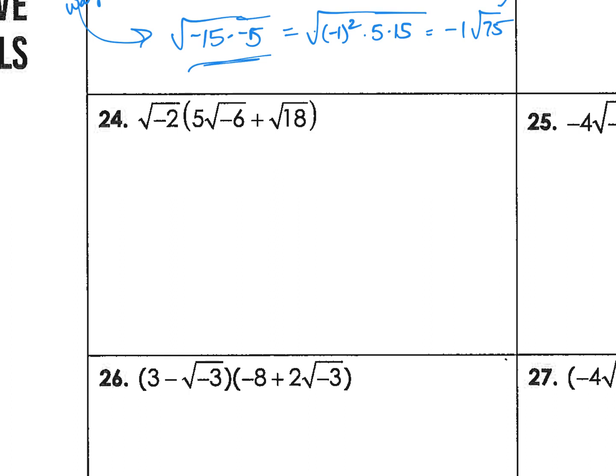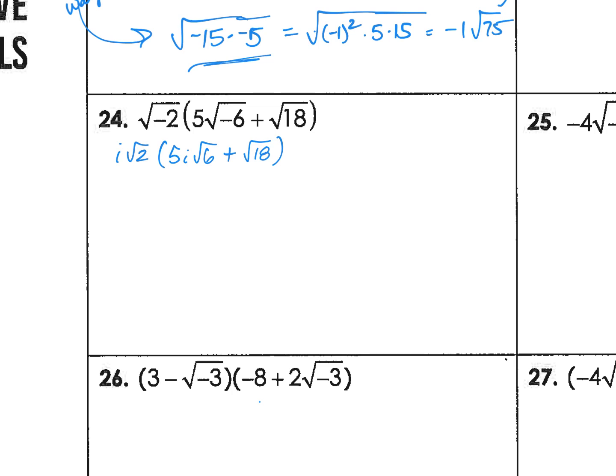Oh, you said i root 2. Okay, sorry, I heard 5. So you are correct. It becomes i root 2 times what? 5i root 6. Yes, 5i root 6 plus root 18. Might as well wait to simplify to the very end.